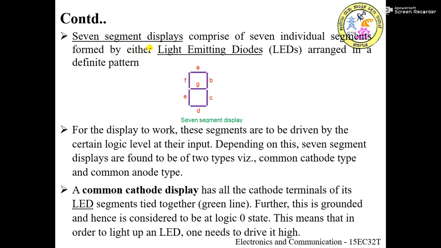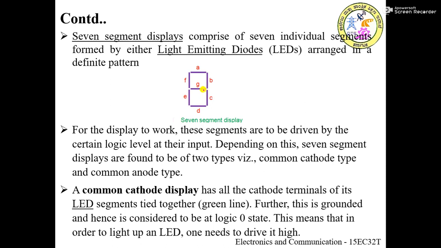So here you can see the 7 segment display. What is this? If you count the number of segments here, segments means LEDs. These light emitting diodes are arranged in this fashion. You might have seen them in this fashion. Usually these kinds of displays you might have seen in calculators.